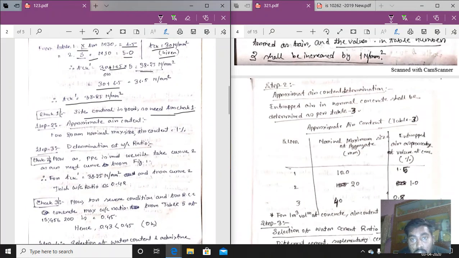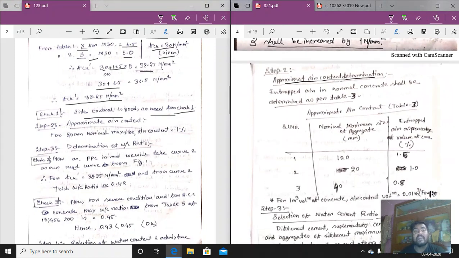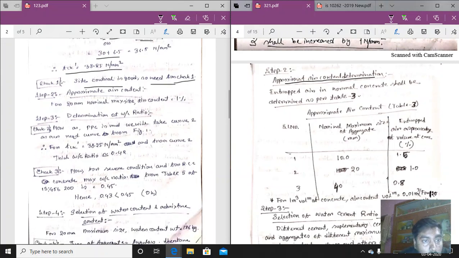Step number 2 is the determination of approximate air content. Now what is the maximum size of the aggregate? That is 20 mm. Now for 20 mm aggregate, what is the percentage of entrapped air? That is 1%. So for the nominal maximum size, the air content is 1%, which we have taken from the chart.